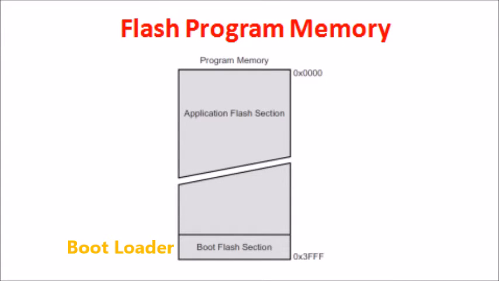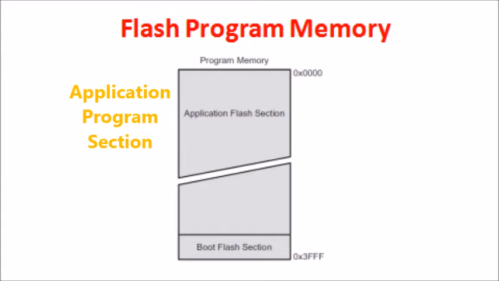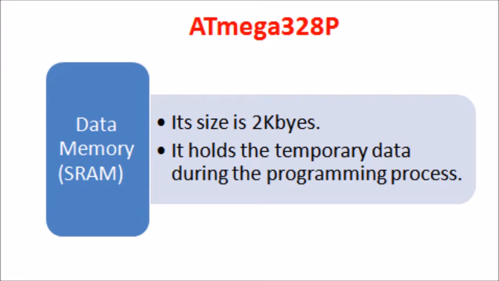Pictorially, the bootloader section is on the bottom side and the application program section is on the top side. Another inbuilt memory space of the Atmega 328 microcontroller is the data memory. It is also known as SRAM, static random access memory. Its size is 2 kilobytes. It holds the temporary data during the programming process.